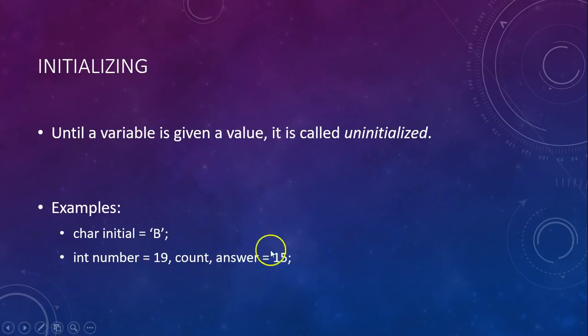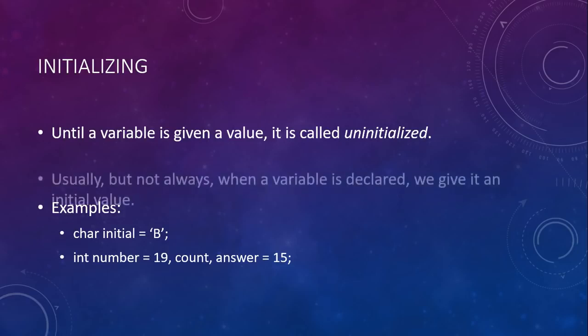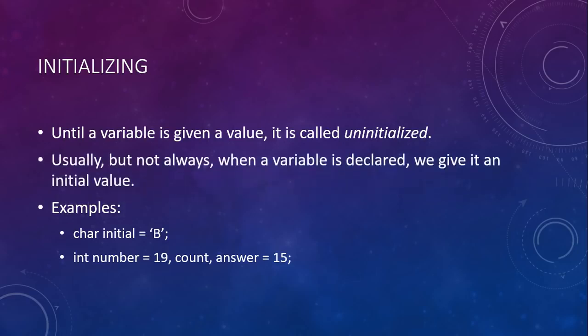In this example, number and answer are initialized. Number is initialized to 19, answer is initialized to 15, and count doesn't have any value right now. It just exists. Usually, not always, when a variable is declared, we give it that initial value. So as you can notice, number was 19, answer was 15, initial was b. Again, count had nothing.